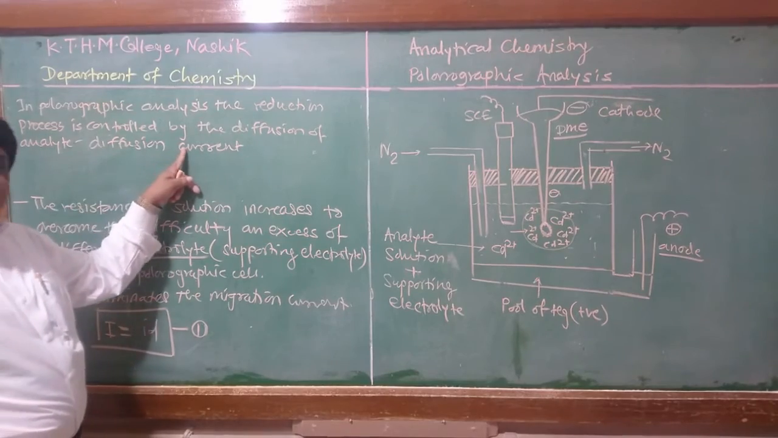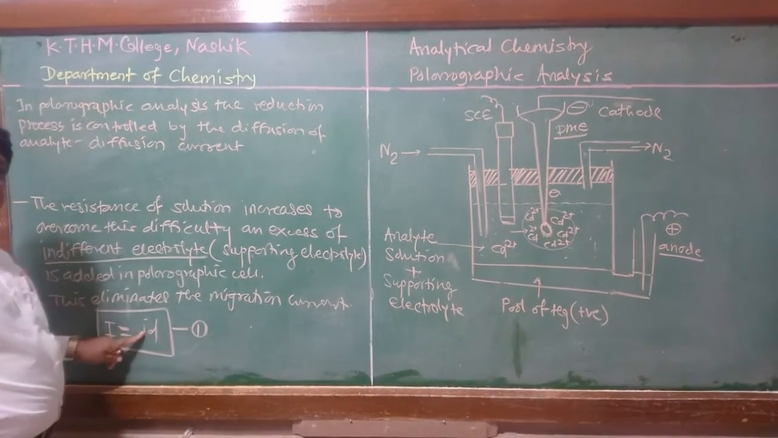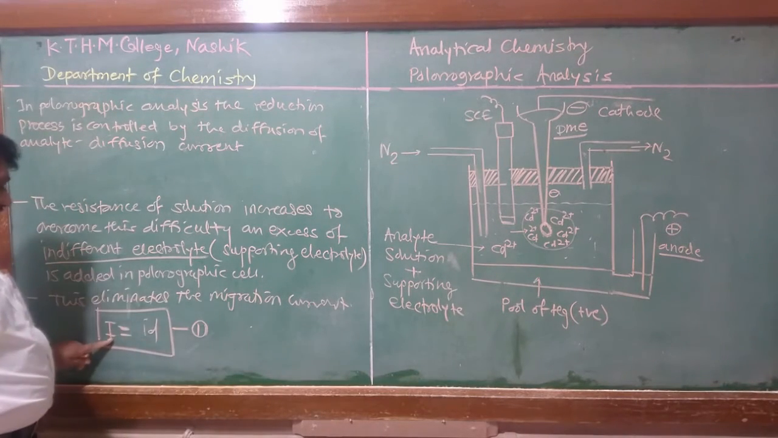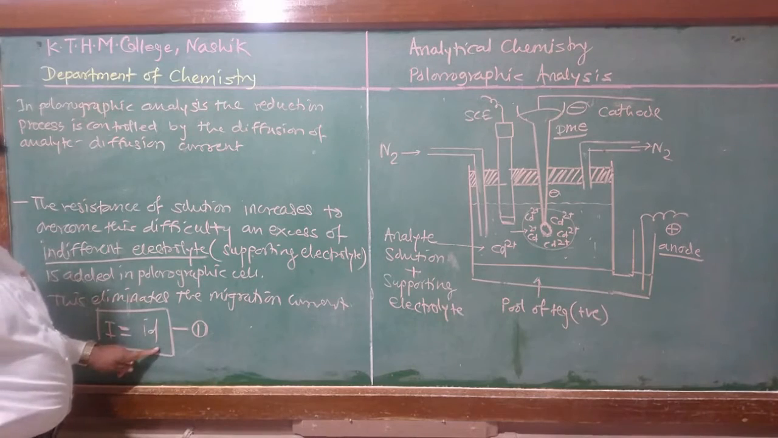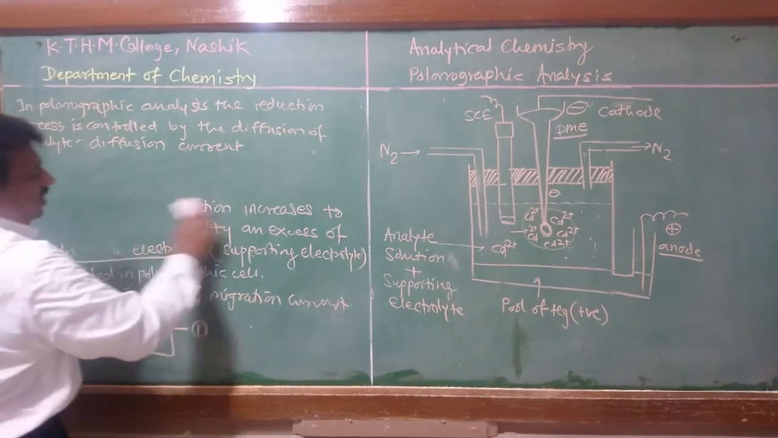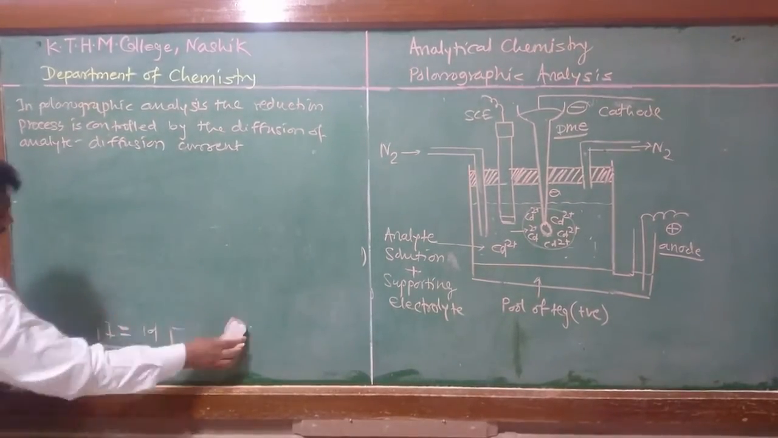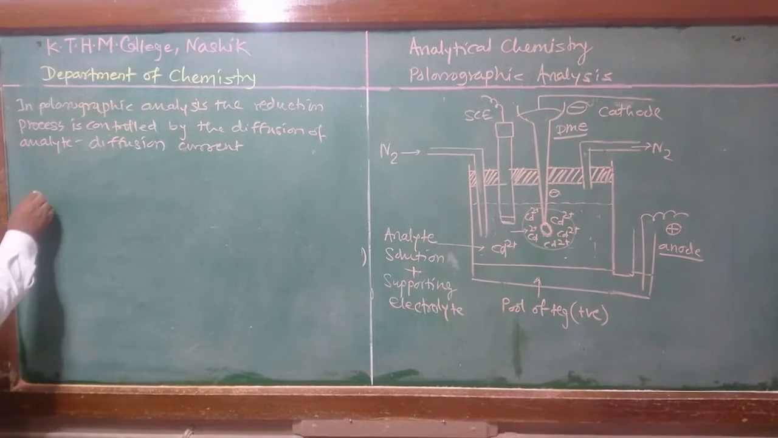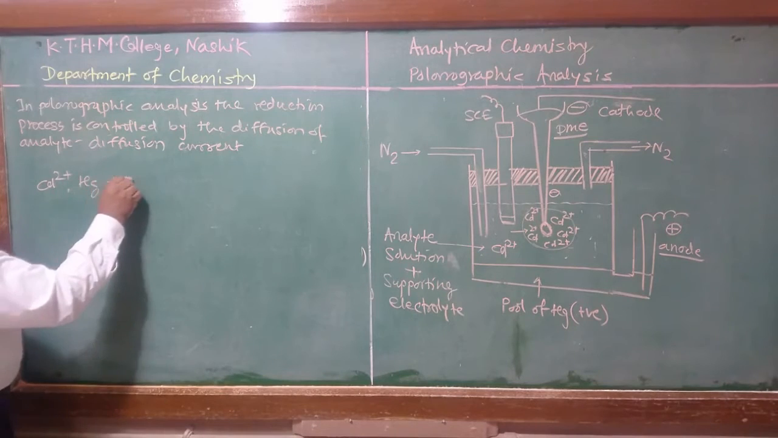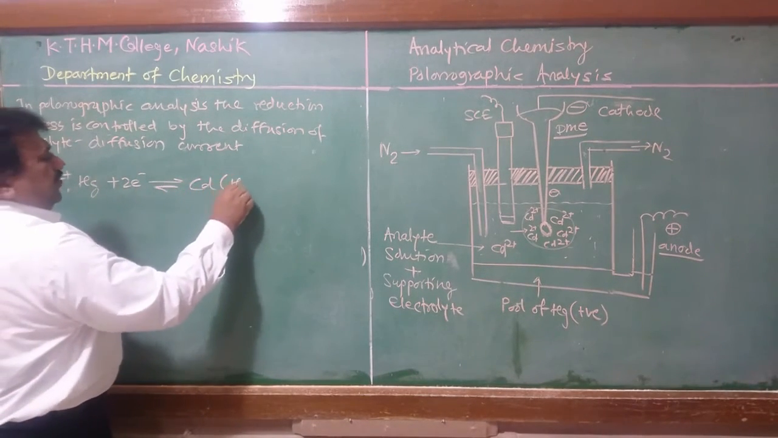Here there is no convection current, there is no migration current. Analytes are transported to the electrode surface by diffusion process, and therefore that current is measured as a diffusion current. This diffusion current is because of the following reduction reaction taking place on the surface of the mercury drop. Here in this case cadmium 2 plus ion in presence of Hg plus 2 electron, it gives cadmium amalgam.